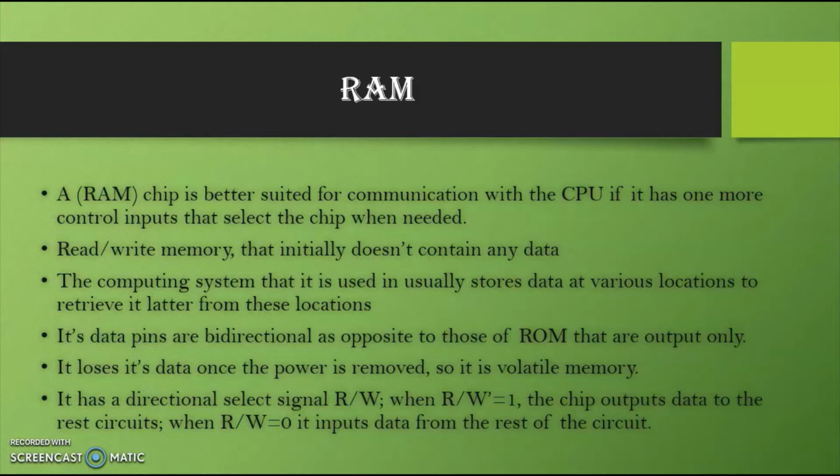It loses its data once the power is removed, so it is volatile memory. It has a directional select signal R/W. When R/W equals 1, the chip outputs data to the rest of the circuit. When R/W equals 0, it inputs data from the rest of the circuit.